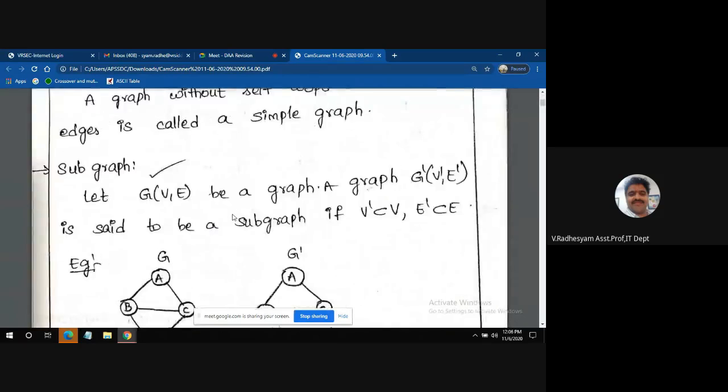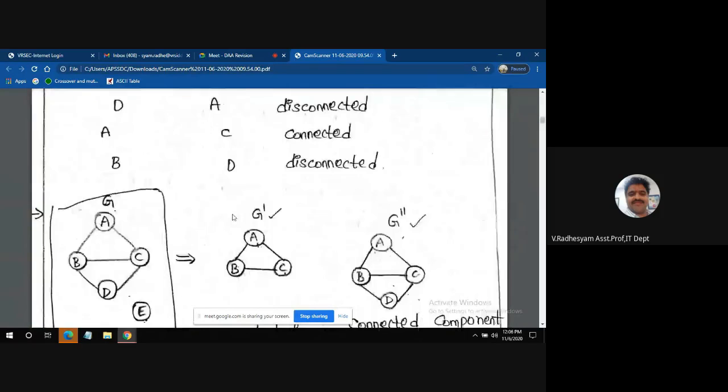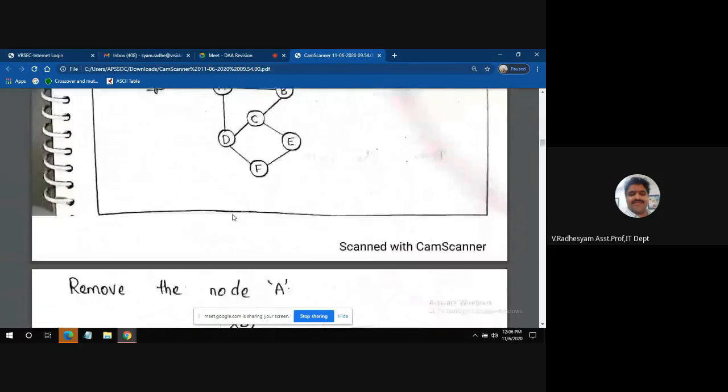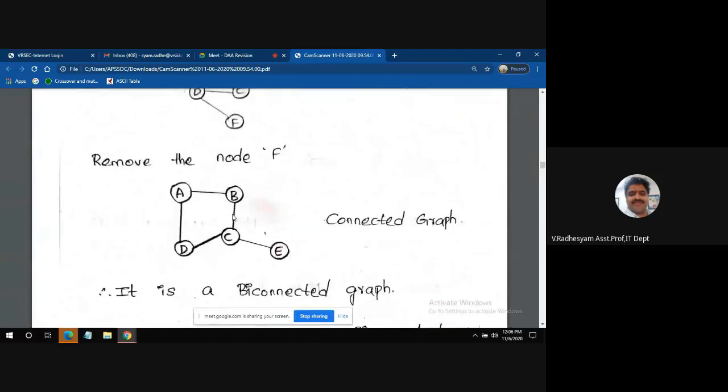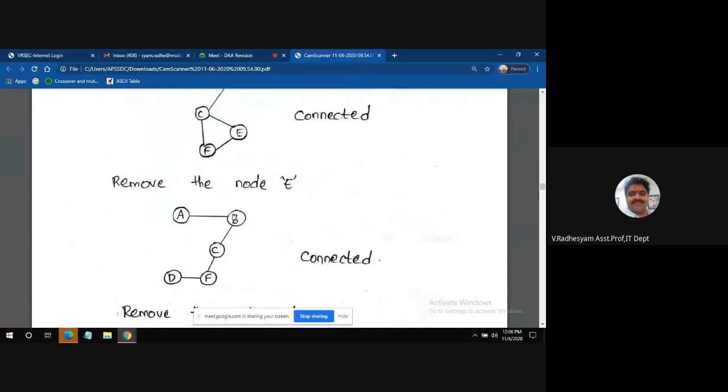I think this material, I have shared with everyone. Once you go through this up to bi-connected components, if you have any doubt, please ask me now at this point.